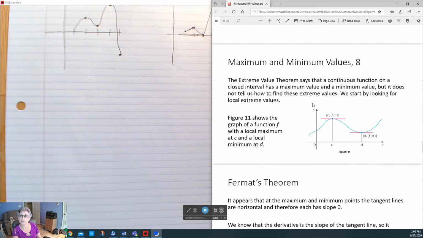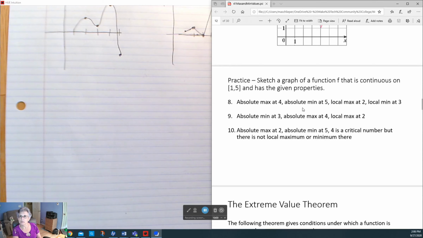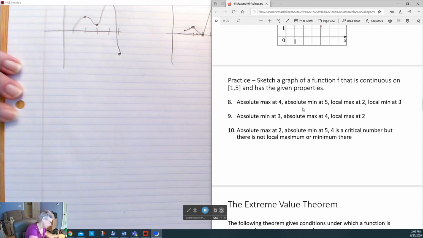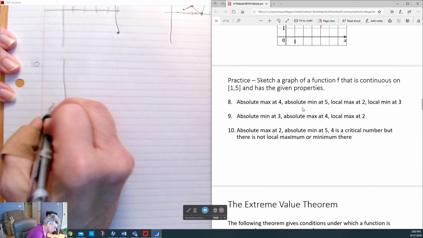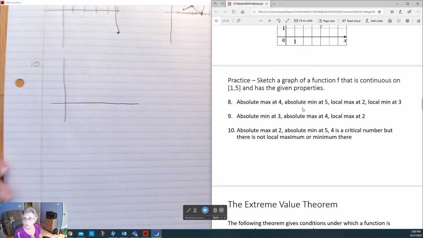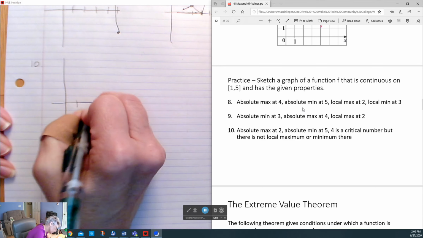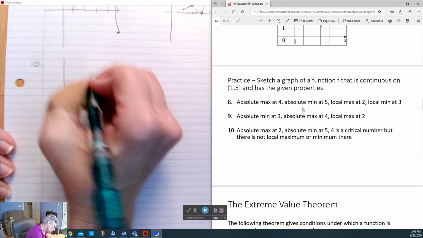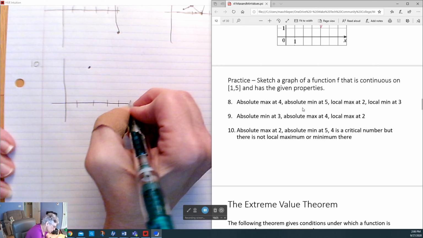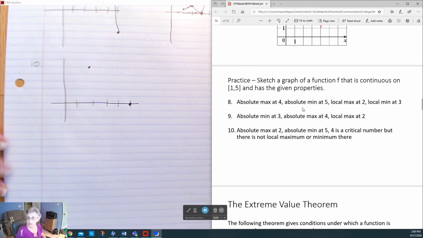and do number 10 that I promised. I didn't realize it was so far back. There we go. So again, we're just going from 1 to 5. It has an absolute max at 2. It has an absolute min at 5. So absolute max at 2, I'll put it way up here, an absolute min at 5. I'm going to put it right down here on the axis.